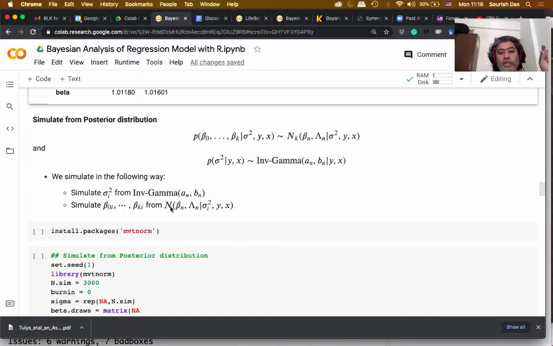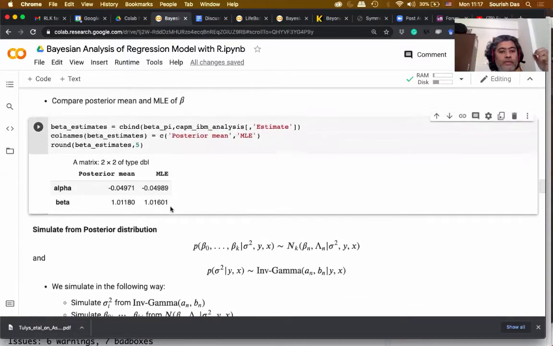So I'm just here trying to motivate how we can think about obtaining a numerical solution of the posterior mean when we do not have an analytical solution, and most of the time we will not have an analytical solution.